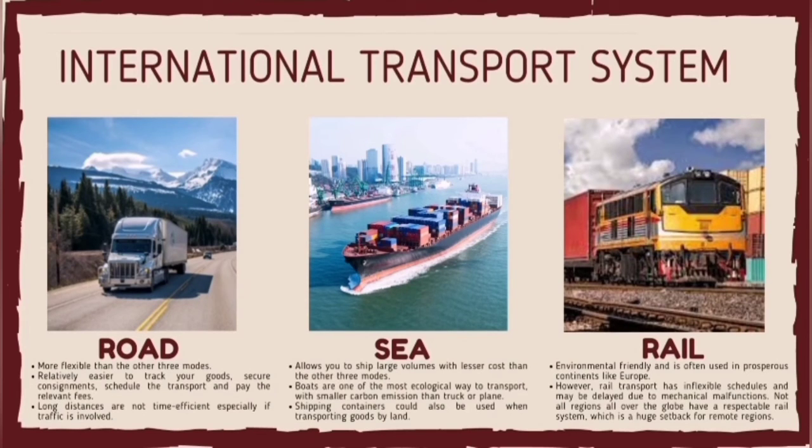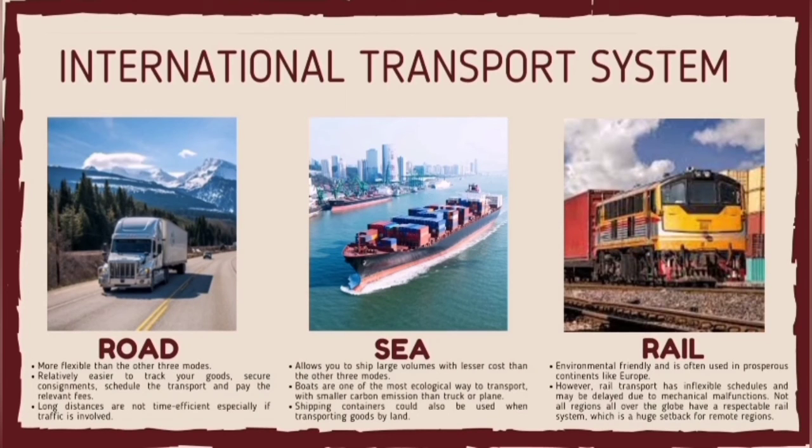The first one is road transport. Road transport is more flexible than the other three modes. It is relatively easier to track your goods, secure consignment, schedule the transport, and pay the relevant fees. On the other hand, long distances are not time efficient, especially if traffic is involved. Some countries may have a high toll fee charge, and the possibility of getting your goods damaged is high as well.